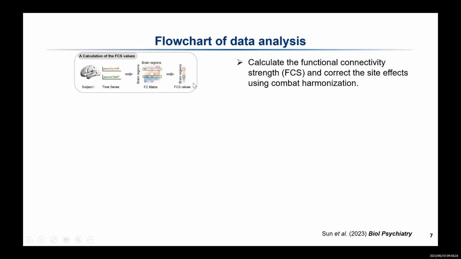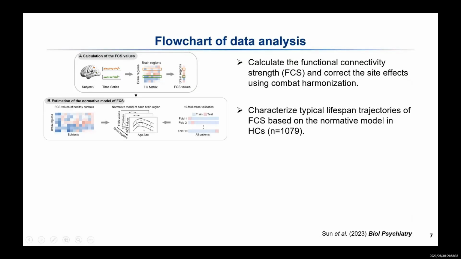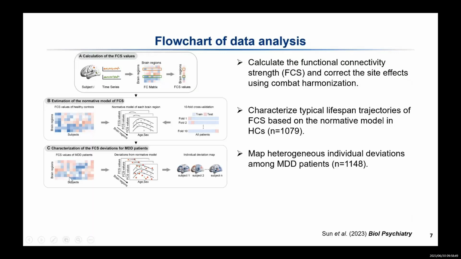For the data analysis, we first calculated the functional connectivity strength, FCS, for each brain region by computing the sum of the functional connectivity between a given region and all the other regions, and the site effects were corrected using ComBat. Based on the FCS values, we first estimated the typical lifespan trajectories of FCS based on the normative model in healthy controls. Then for each patient, the FCS of each brain region was positioned on the normative model to estimate their individual deviation. Then we mapped the heterogeneous individual deviations among MDD patients.